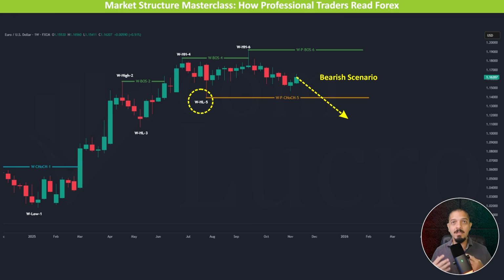These possibilities are not predictions. They simply describe how the structure could evolve depending on which key level the market breaks. At the moment, the structural bias of the market remains bullish. The sequence of higher highs and higher lows is still intact, and the most recent impulse created a new higher high at weekly higher high 6. Price is currently in a correction phase within this bullish structure. As long as weekly higher low 5 holds, the bullish structure remains valid.